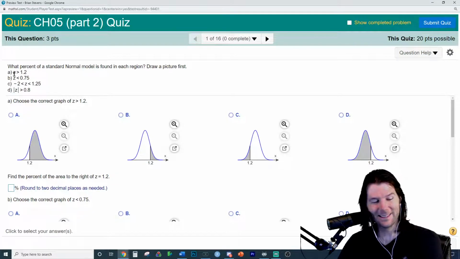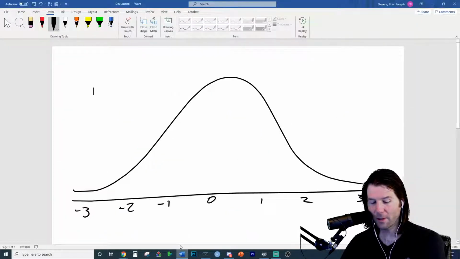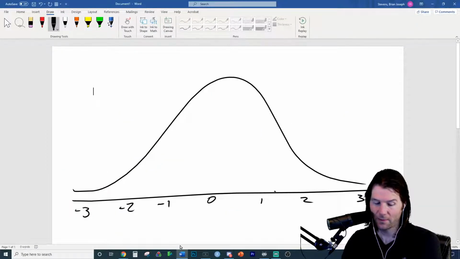So this is a z-score greater than 1.2. That's what we're working on right here. A z-score greater than 1.2. We can see where it would be on the graph. We can see it'd be right here. So let's put where 1.2 would be at, and we can graph it.